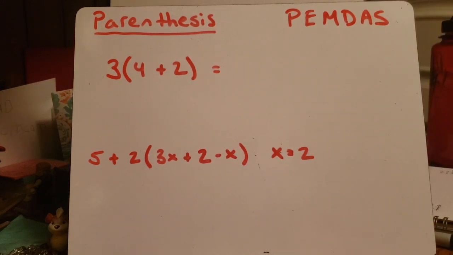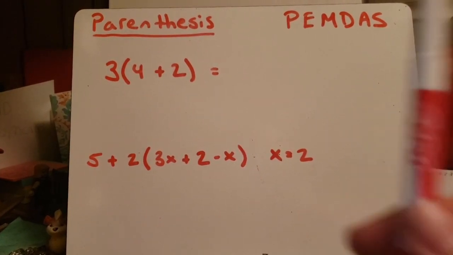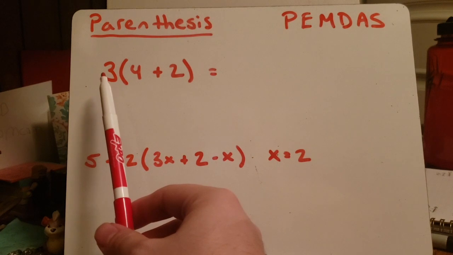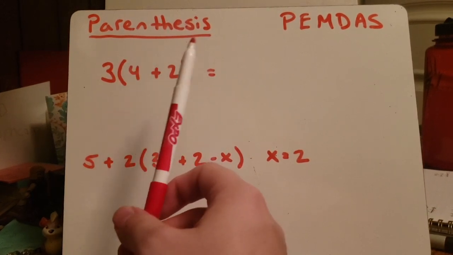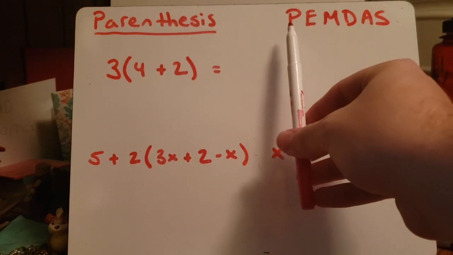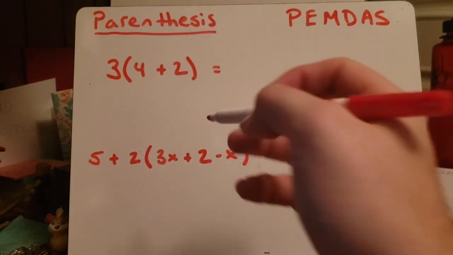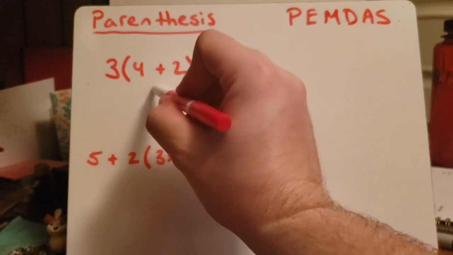So let's take a look at our first example here. Really simple, no variables, nothing going on here. We just got 3 multiplied by (4 plus 2), and the 4 plus 2 is in parentheses. Since P is the first thing in the order of operations, we need to do what was in the parentheses first. So 4 plus 2, that's equal to 6.